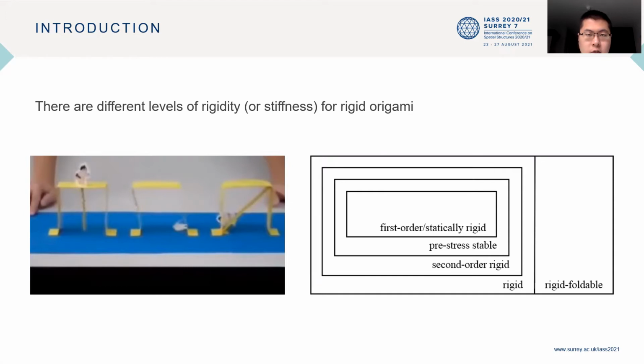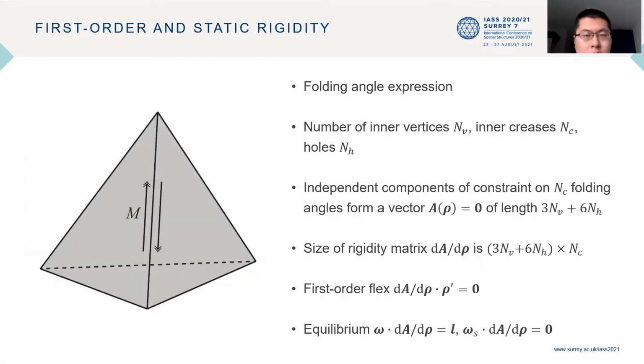This hierarchical relation is basically the same as classic rigidity theory on bar joint framework, but there are some special features for rigid origami. I will talk about this at the end. All the local rigidity concepts developed here are based on the folding angle expression. The rigidity matrix dA over dρ is obtained from the first order derivative of constraint on the folding angles. A first order flux is a vector in the null space of the rigidity matrix.